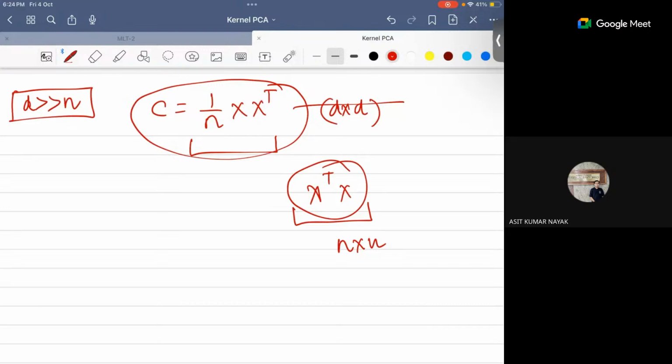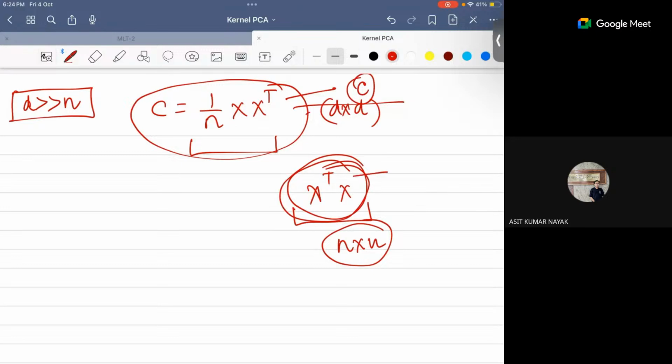So we'll see what the relation is between them, because we have to get the eigenvalues and eigenvectors corresponding to this C matrix, right? So we will take the help of this x transpose x, because this is n cross n, and we know some of the properties of this symmetric matrix, that is x transpose x.